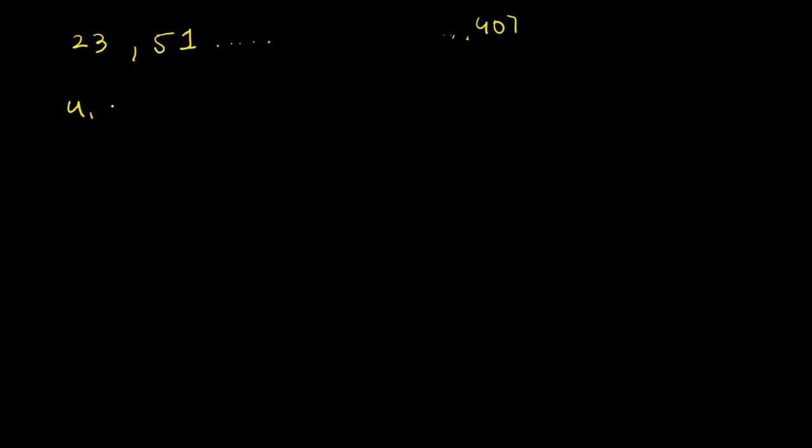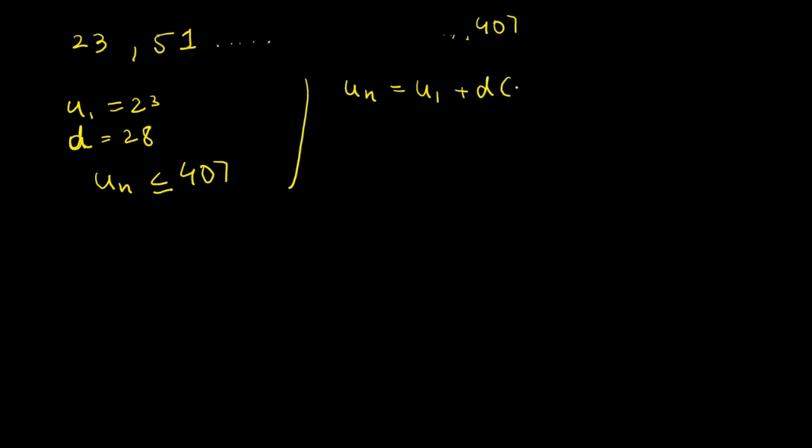So our first term is 23, and our common difference is 28, right? And our term is less than 407. It can be less than or equal to, for that matter. We do not know, so let's keep both cases. Let's not neglect 407, right? So what we do is we use our common formula. Sorry, un is equal to a plus d into n minus 1, right? So we write un is equal to 23 plus 28 into n minus 1, right?